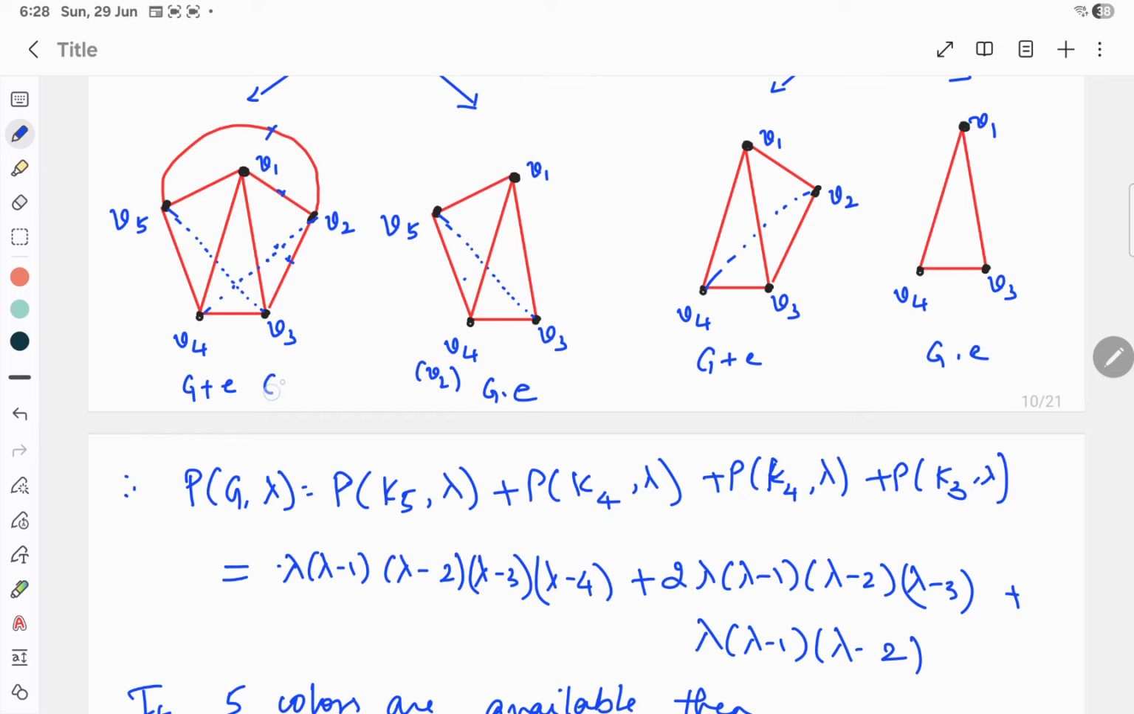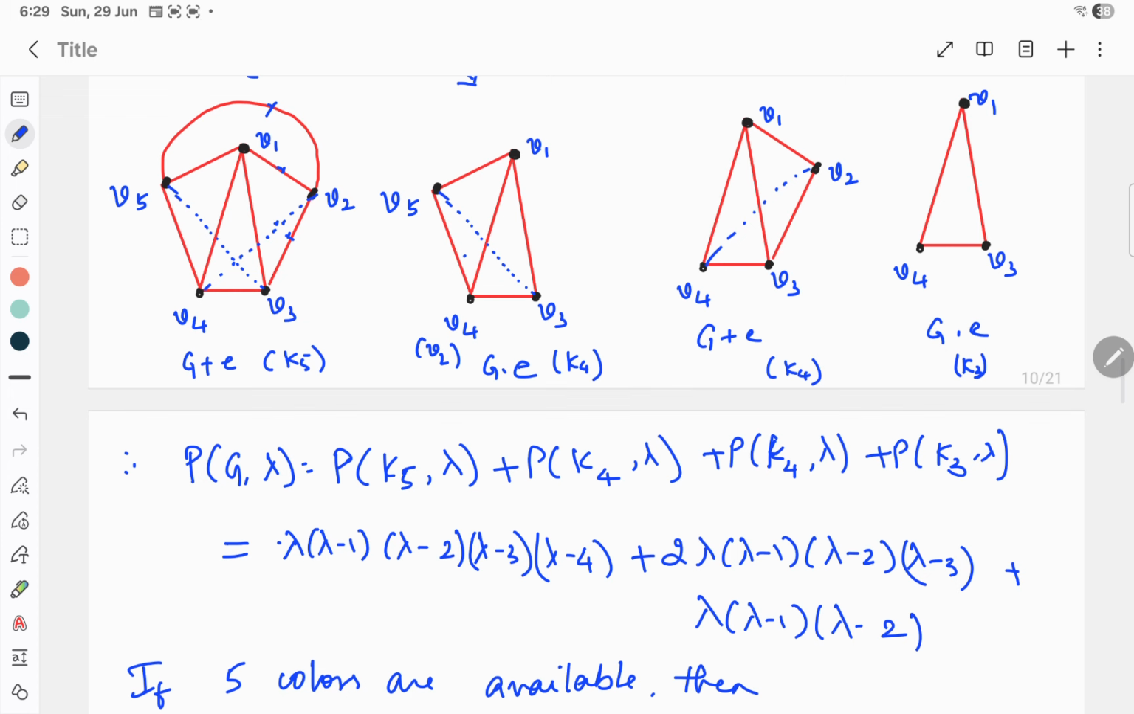This is K5, this is K4, this is K4, and K3. So P of K5 comma lambda plus P of K4 comma lambda plus P of K4 comma lambda plus P of K3 comma lambda. So this is 2 times P of K4 comma lambda. Now applying the formula, it is lambda into lambda minus 1 into lambda minus 2 into lambda minus 3 into lambda minus 4, plus 2 times lambda into lambda minus 1 into lambda minus 2 into lambda minus 3, plus lambda into lambda minus 1 into lambda minus 2 for K3.